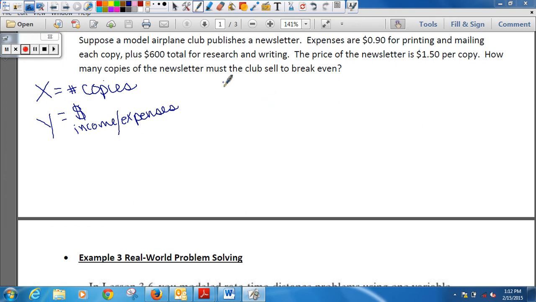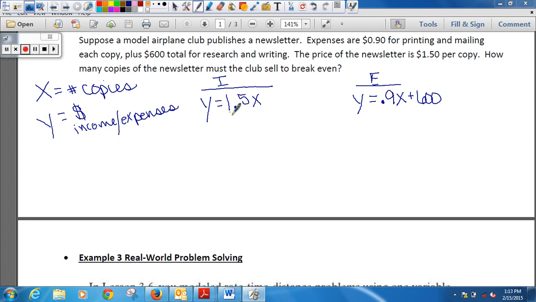Okay, so then we're going to write our two equations. I'm going to let the first one represent income and the second one represent the expenses. So it says the price of the newsletter is $1.50 per copy. So each copy I sell, I make $1.50. So there's my income. And for my expenses, I have y is equal to 90 cents for each copy plus 600 total. So there are my two equations that I need to solve.